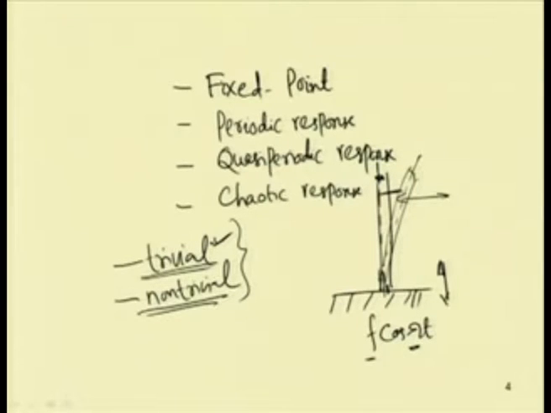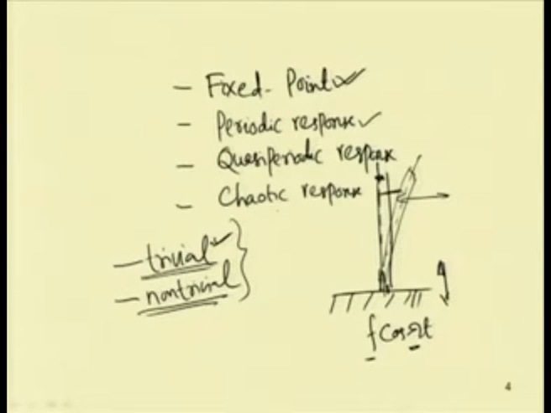In case of the trivial or non-trivial state of response, if the magnitude is fixed, then it will be a fixed point response, and if it varies periodically, then it will be a periodic response. If it varies in a quasi periodic manner, the response will be quasi periodic, and the response may be chaotic also.